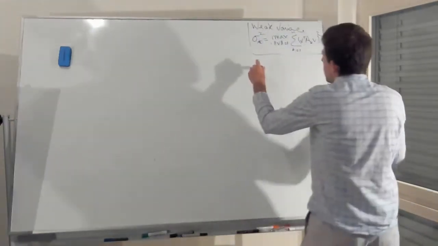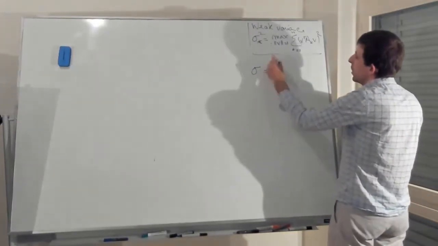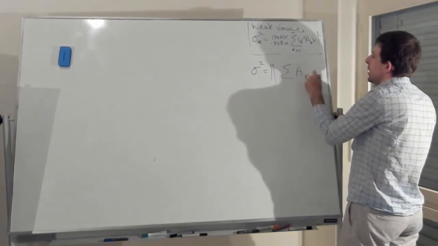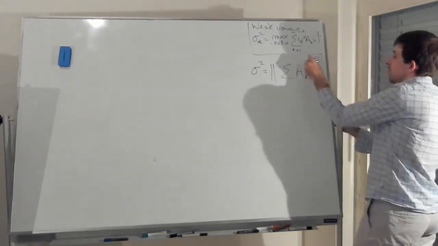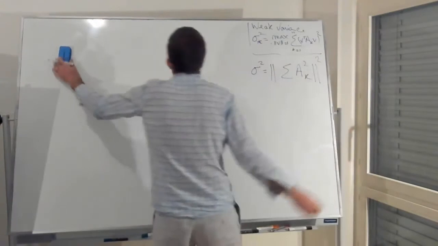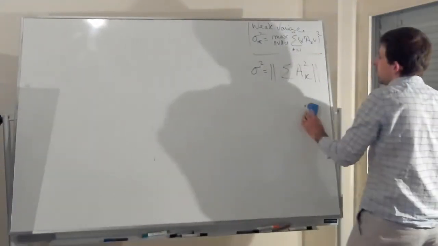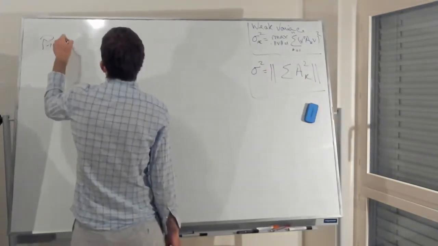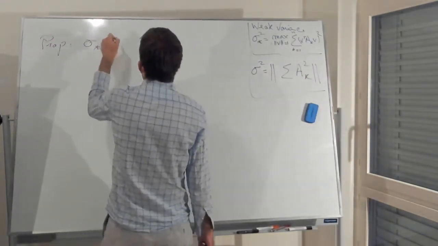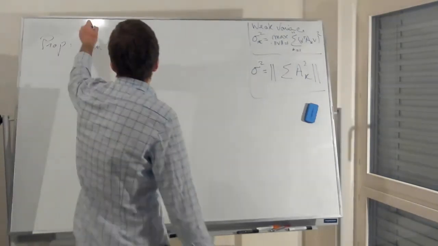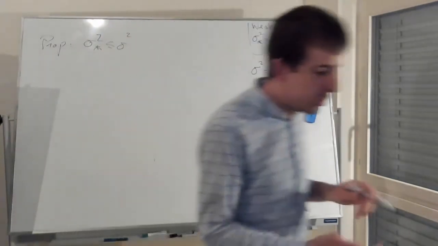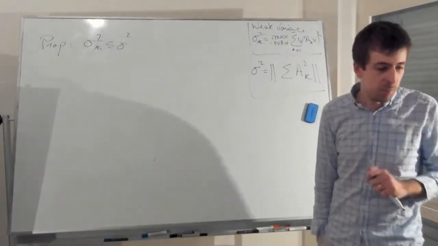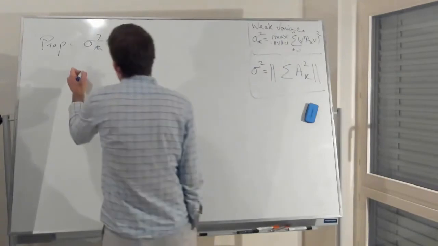Right, so let me write sigma back here. Sigma squared was the spectral norm of the sum of the A_k squared. And so we'll prove that sigma star is smaller or equal than sigma. Let's do it in terms of the square, and this will also be a simple application of Cauchy-Schwarz. Okay, so let's write the definition.